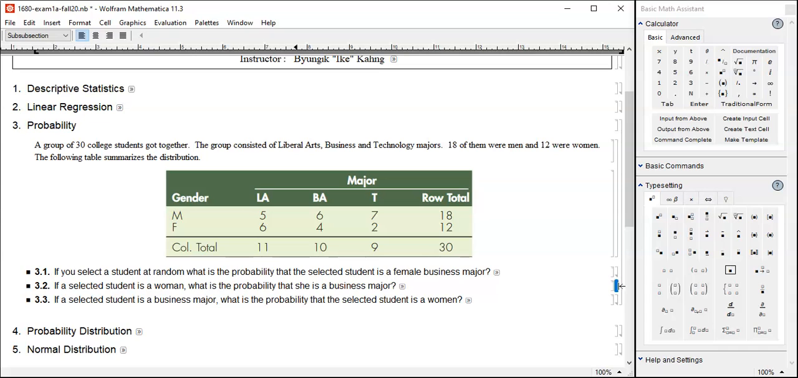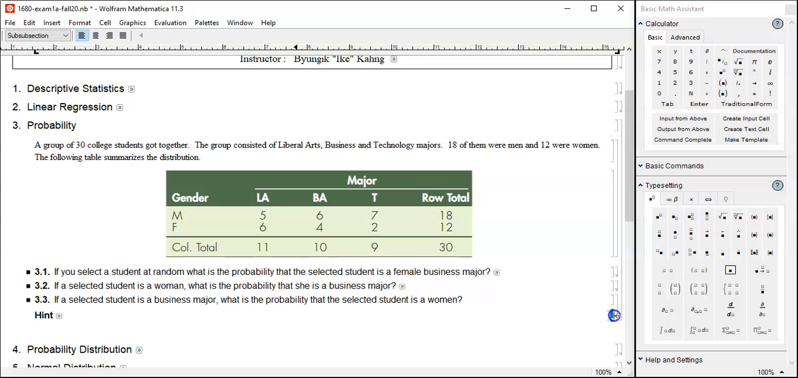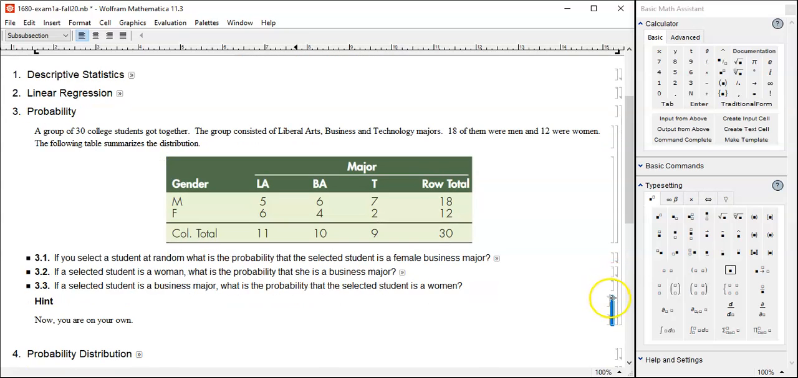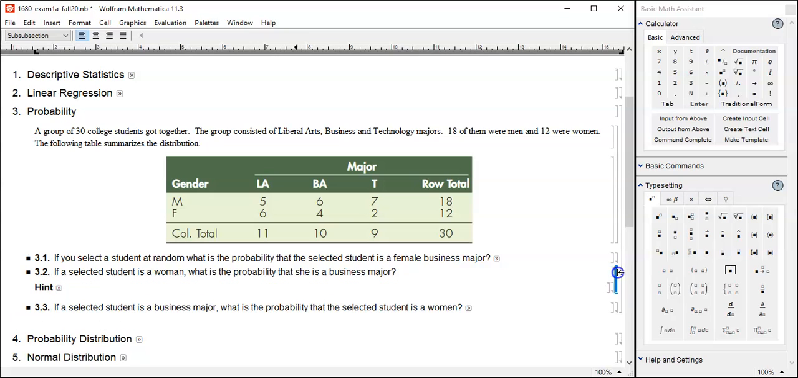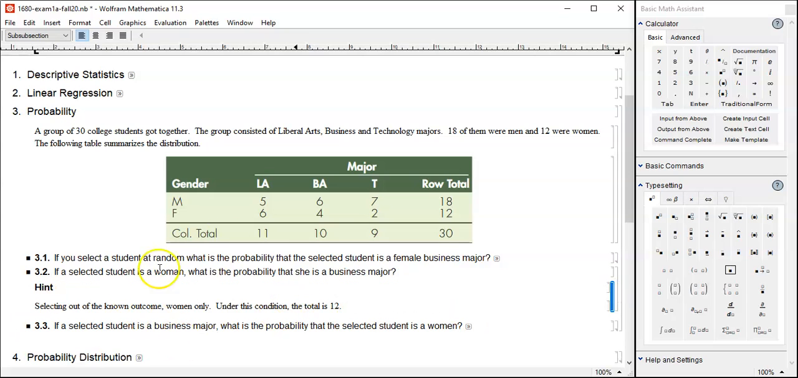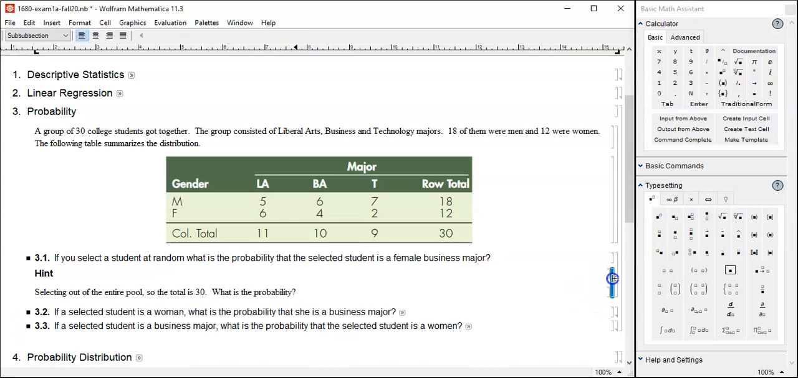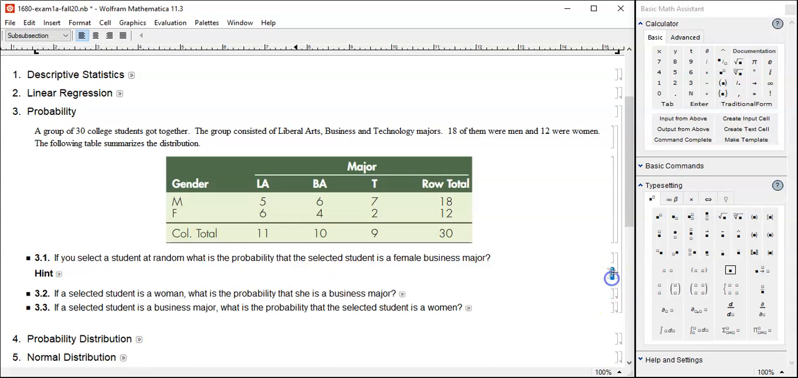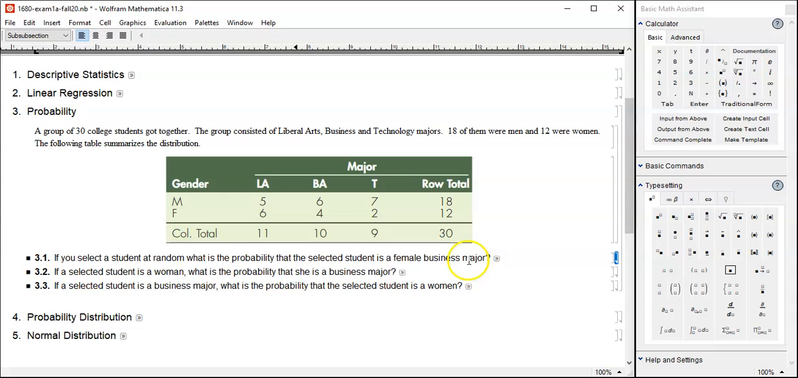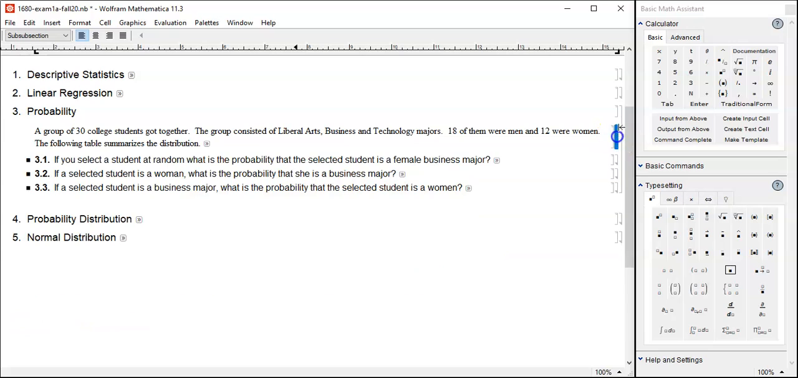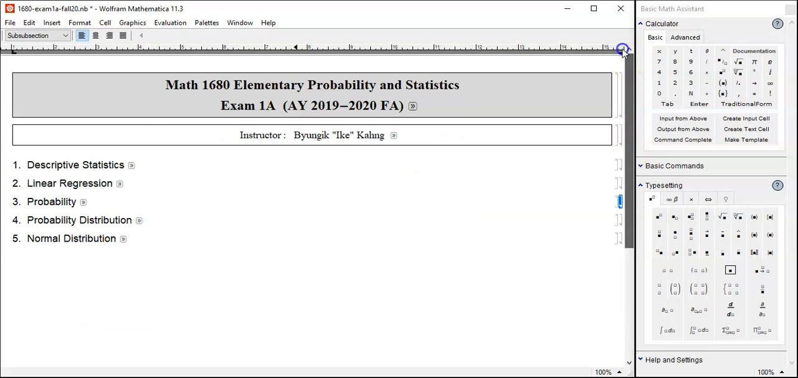Now, if a selected student is a business major, similar, and in this case, no hint, you're on your own. For part B, I gave you a little bit of a hint. Under this condition, ladies only, women only, the total is 12. Previously, the total was 30 because this time there's no restriction. And for part C, the third problem, the restriction is the major. Okay, there goes one problem.